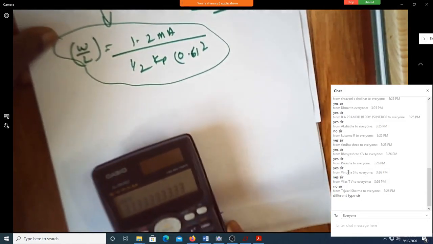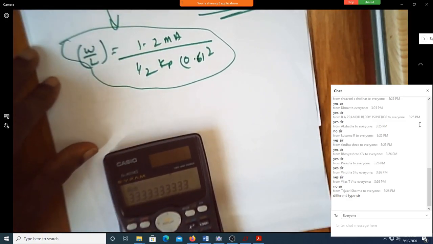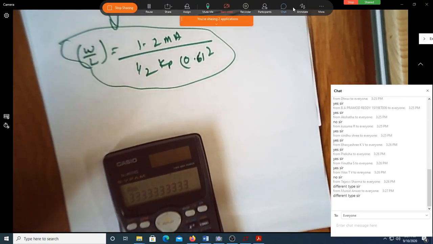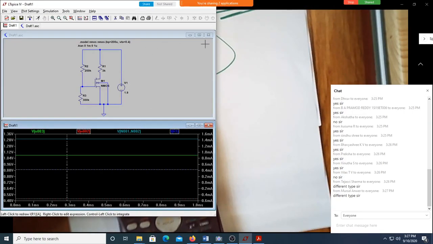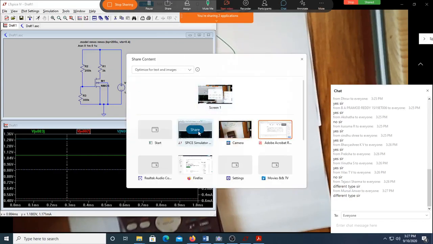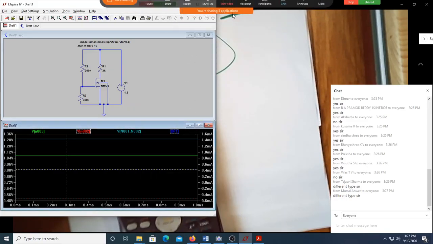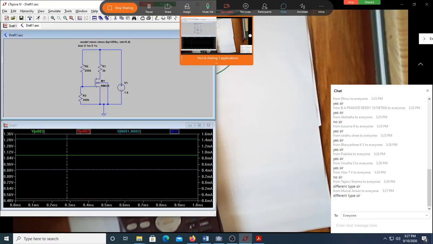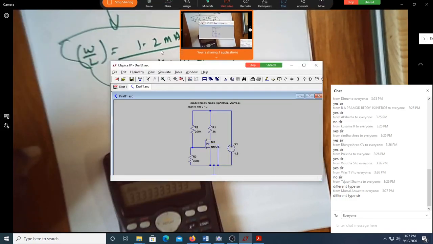Okay, fine. So what we'll do is we'll go back to LTspice and show you whether this is true or not. Is this visible now? No, LTspice is not visible. Okay, let me share that also. Share content. Okay, I think now it's visible. Now let us do the same thing.